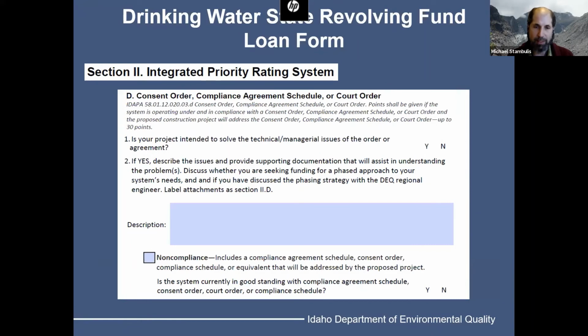Another thing I would like to highlight is that, especially for drinking water applications, the documentation you provide us can be very helpful. What helps us is not to just flood us with everything that you have regarding your system, but the information that's targeted to a question that you're requesting points for.